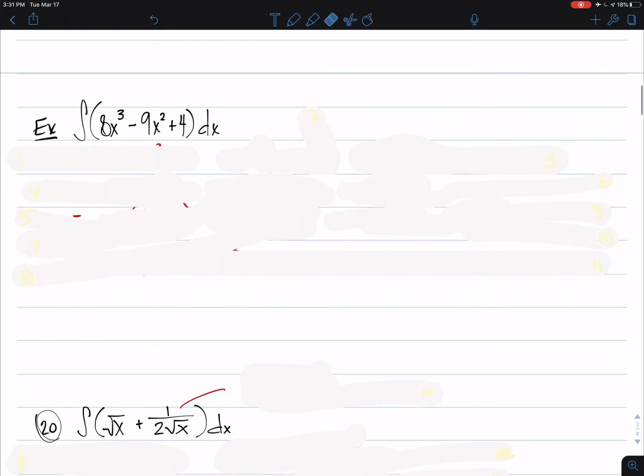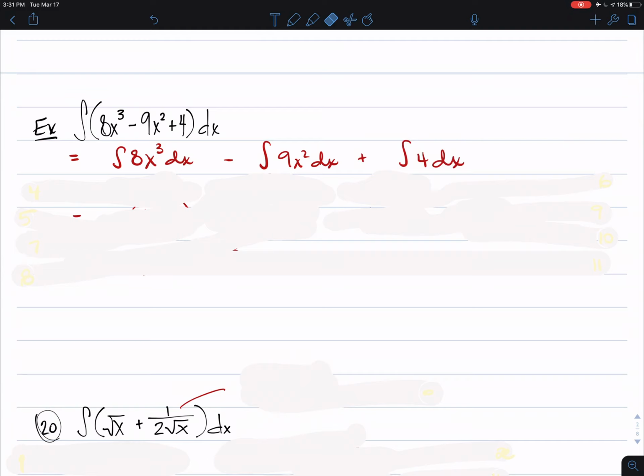Moving to the next example. So again, I have 3 terms here. I can look at these 3 terms separately. And so I want the integral of 8x cubed dx minus the integral of 9x squared dx plus the integral of 4x. I can take each one separately.